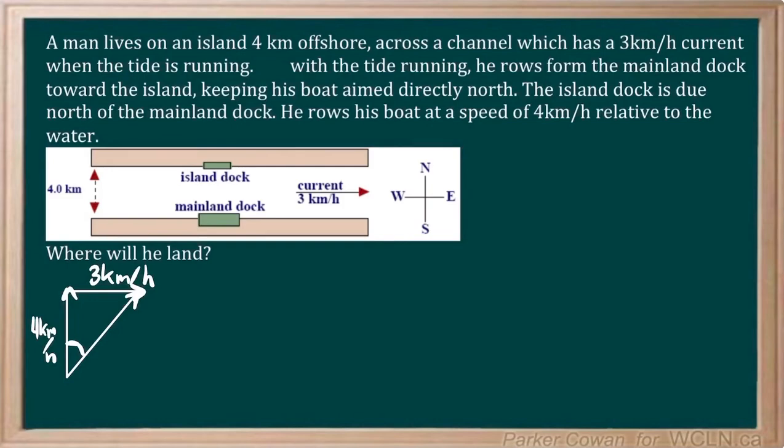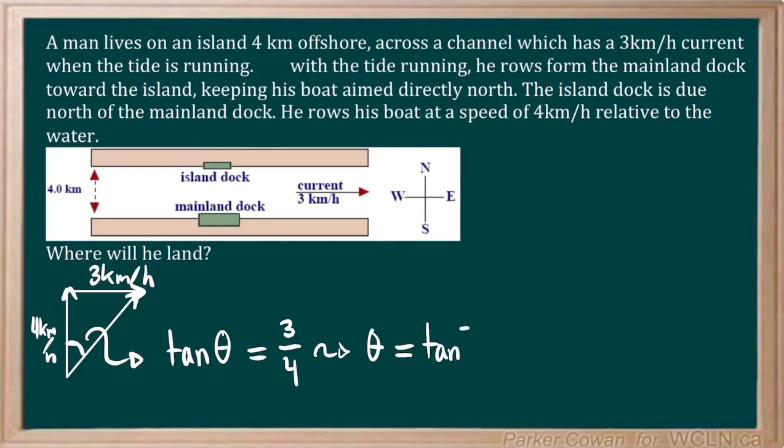So this angle right here is going to be equal to tan theta, which will be equal to opposite over adjacent, which is 3/4. Now we want to solve for theta, so let's take the inverse tan of both sides. Theta is going to be equal to tan inverse of 3/4. And that's going to give us 37 degrees. Okay? So now we have that this is equal to 37 degrees.